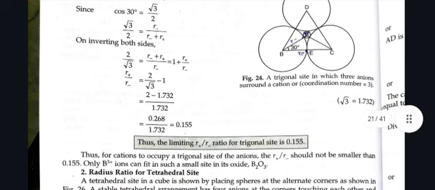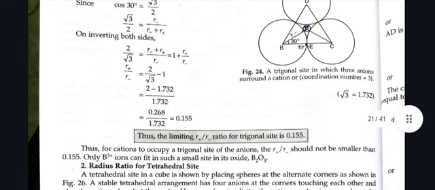On inverting both sides, 2 upon root 3 equals R minus plus R positive upon R minus. On simplifying the given equation, we get 2 upon root 3 equals 1 plus R positive upon R minus. Taking 1 to the right hand side, we get R positive upon R negative equals 2 upon root 3 minus 1, which is 2 upon 1.732 minus 1, which gives 0.155. Thus the limiting R positive to R negative ratio for triangular site is 0.155.